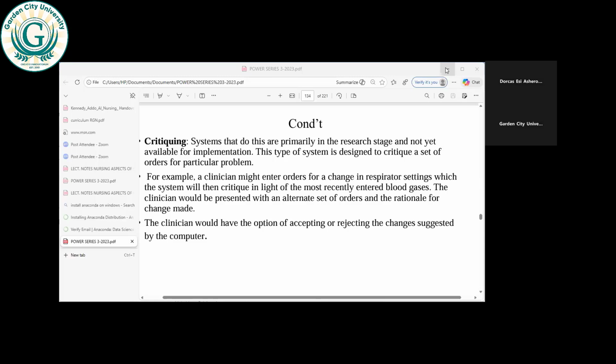Okay, the critiquing feature will always come with what? Some rules, okay? It always works in line with what? Oh, somebody is disturbing us.